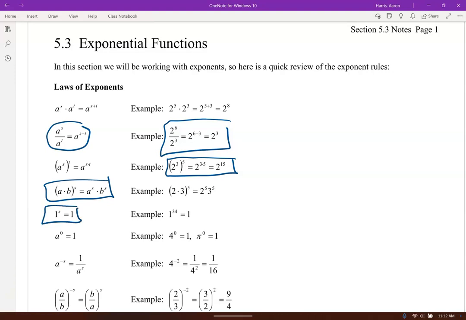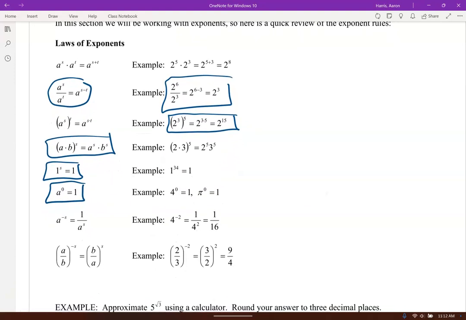Anything to the 0 power is still going to be 1. It's like 1 to the 34th. Anything to the 0 power would be 1, right? A negative exponent rule: a to the negative s is 1 over a to the s. Like 4 to the negative 2 would be 1 over 4 squared.